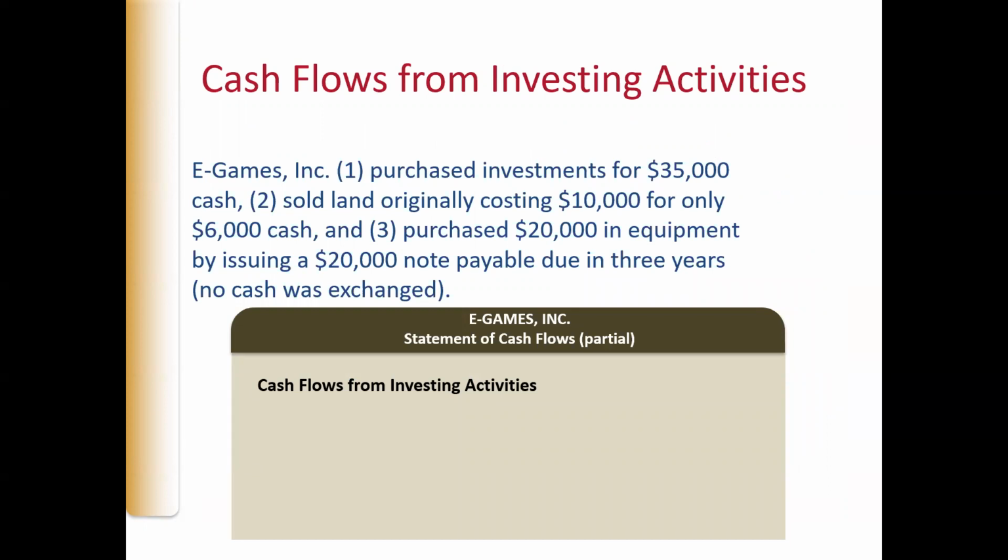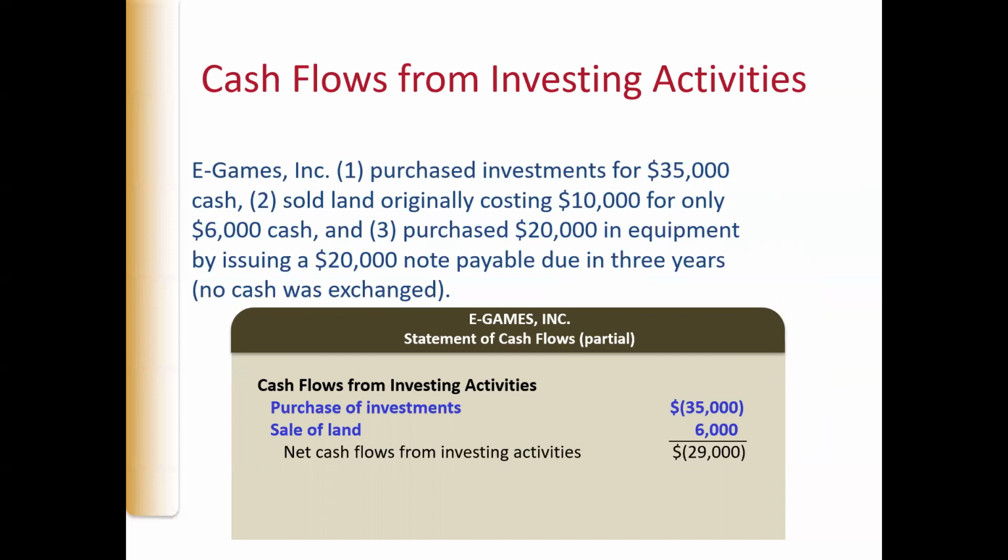So if eGames purchased investments for $35,000 cash, sold land originally costing 10 only for 6, and purchased 20,000 in equipment by issuing a $20,000 note payable due in 3 years, no cash being exchanged, we are going to ignore that one. But we're showing a purchase of investments. We use cash to purchase investments, therefore it's subtracted. If we sold land for 6, we add 6. But number 3, we don't do anything with because cash was not affected.